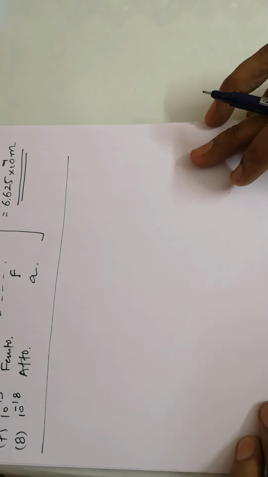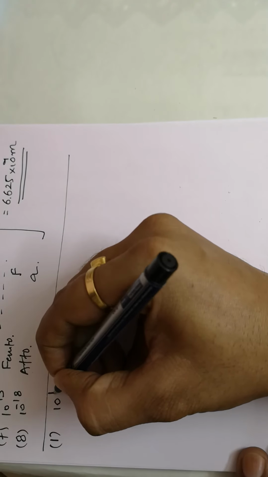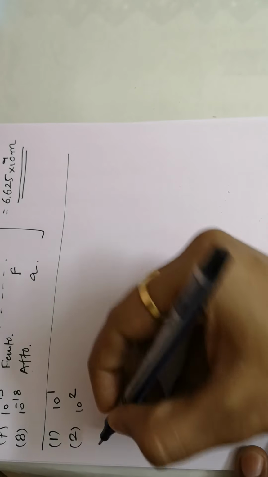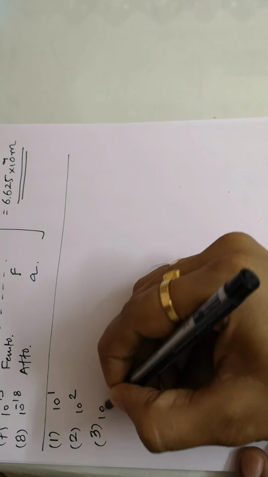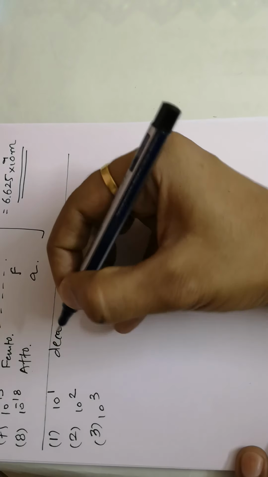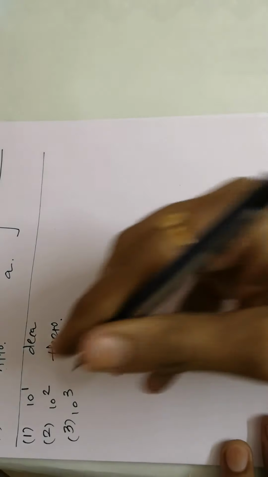This is called negative powers. Now we have some of the positive powers. It is called 10 to the power 1. Another is called 10 to the power 2, and the third one is called 10 to the power 3. It is called deca. It is called hecto or hecta.